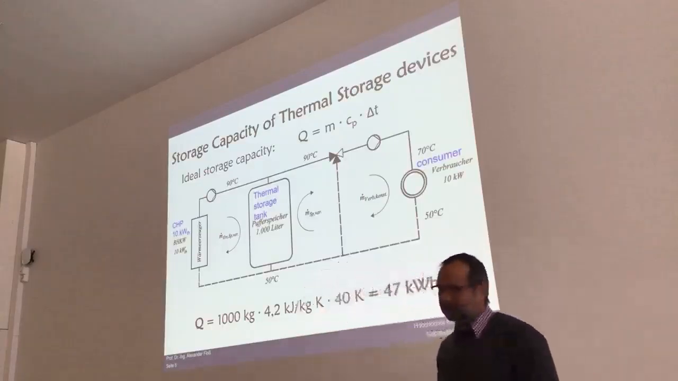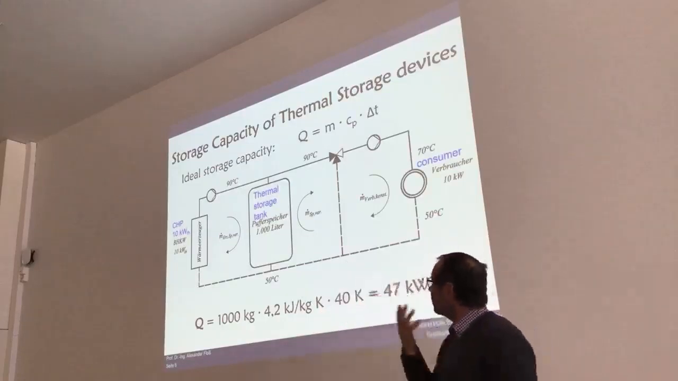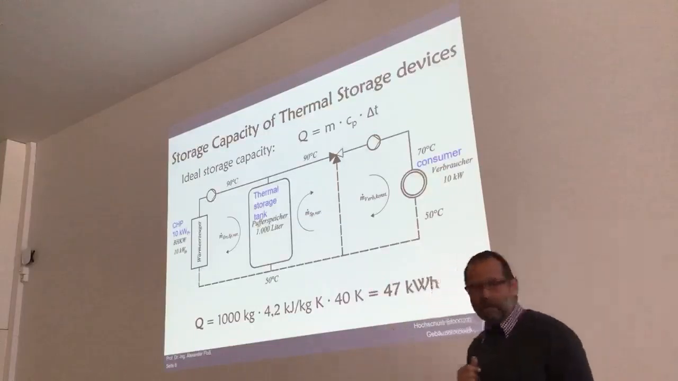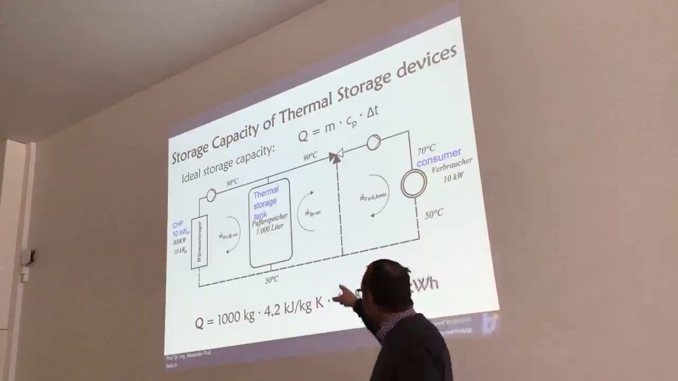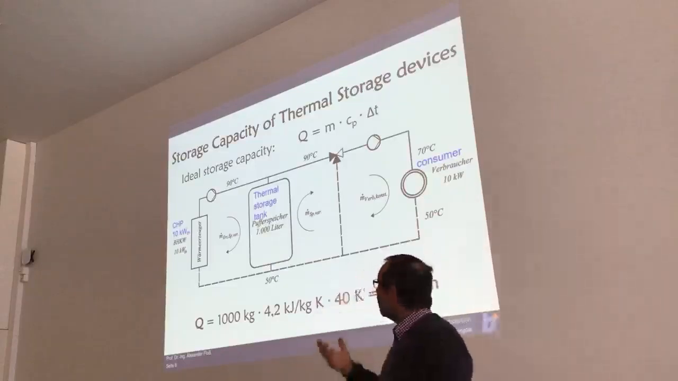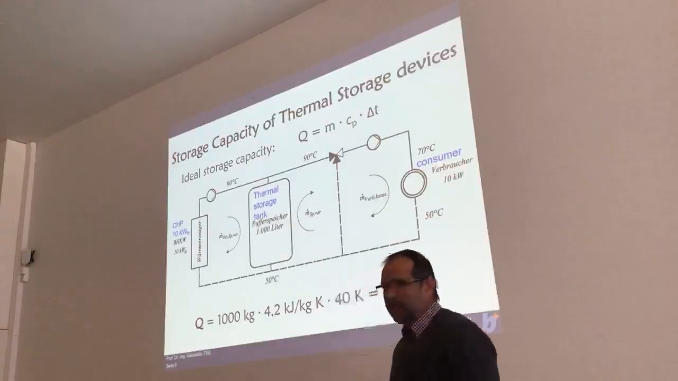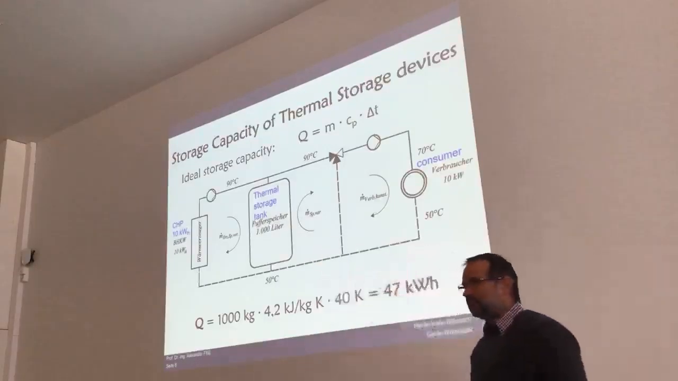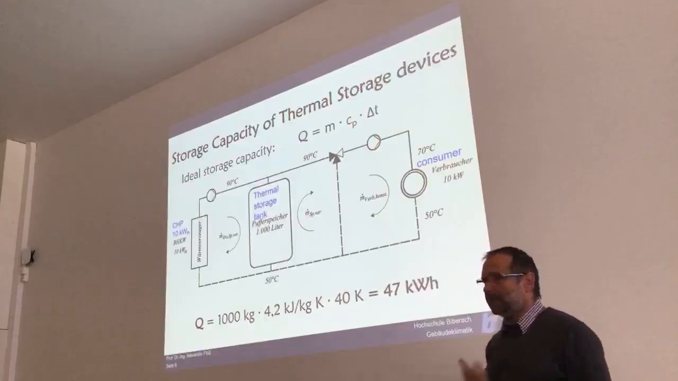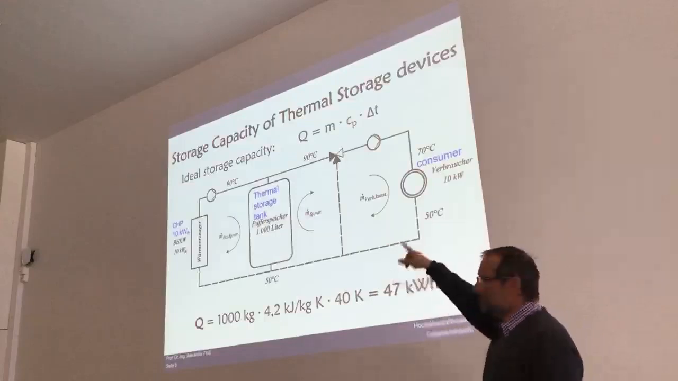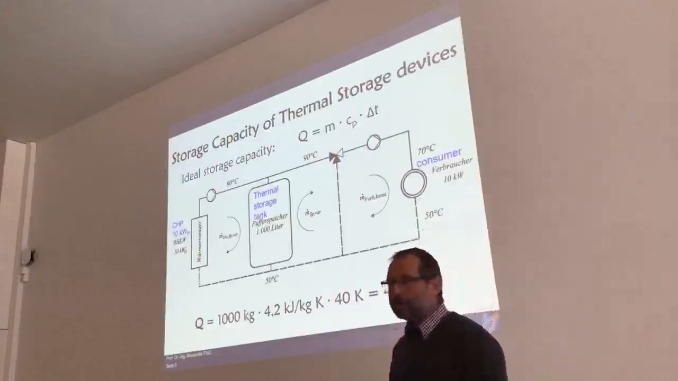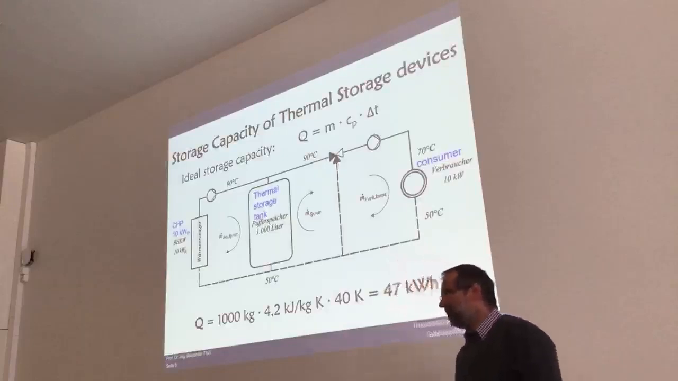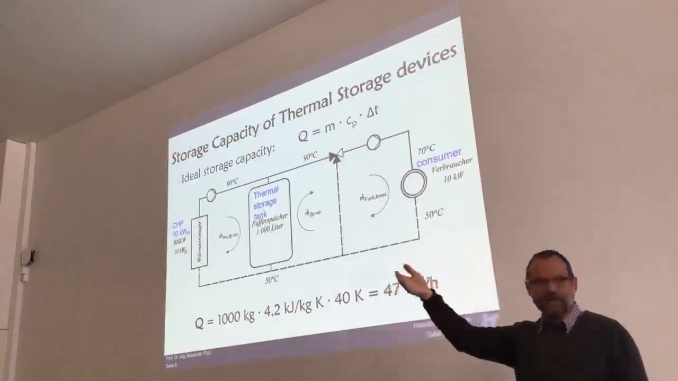inserted as a hydraulic switch or a hydraulic separator with a storage volume of 1,000 liters. And the question now is, how much energy can be stored in that hydraulic tank? The ideal storage capacity can be calculated quite easily. You just multiply the mass of the storage tank, 1,000 kilos, that means the mass of the water, with the specific heat capacity of the water, and multiply it with the temperature difference between the charging and the discharging point.